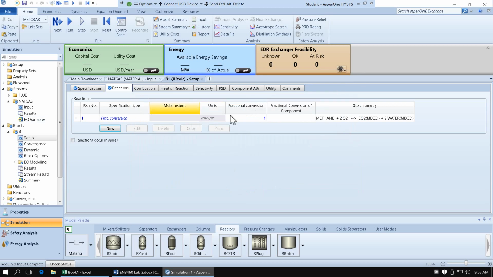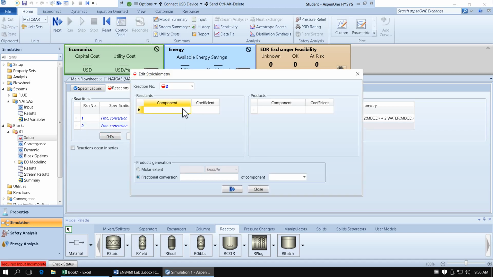Right, so that's all in there. Stoichiometry is well inputted. So we'll just proceed with the other ones. Ethane, O2, CO2, water. And we have 2, 7, 4, 6.